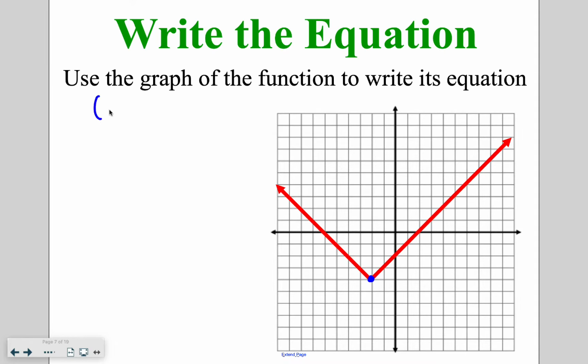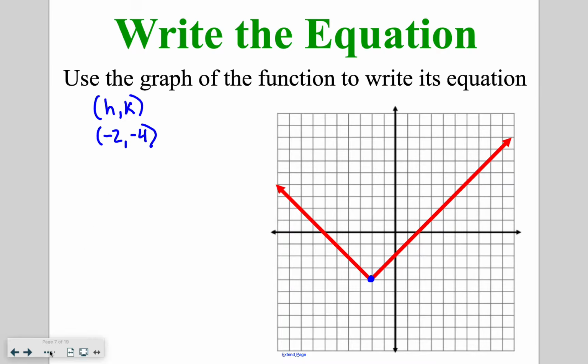tells me what the values of h and k are. So my vertex, remember, is in h, k format. So in this case, my h value is 2 to the left, which is a -2, and 4 units down. So our vertex then is at -2, -4.